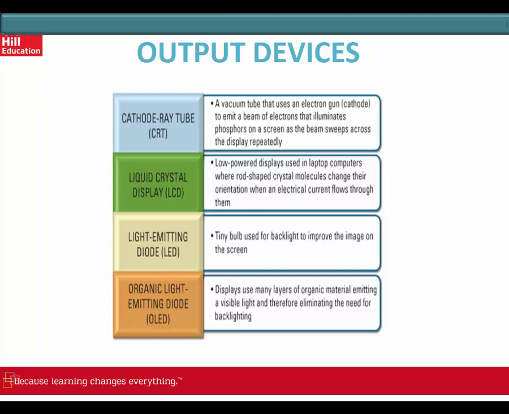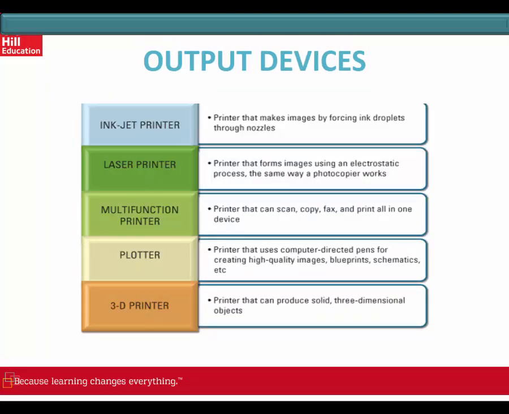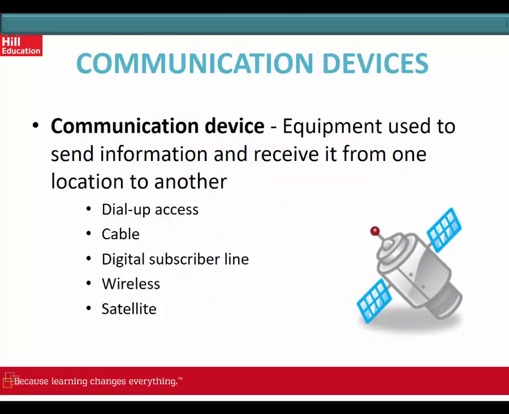Then we have the output devices. The output devices listed on the screen here are the display units. The cathode ray tube you probably don't see. You might see one at your grandma and grandpa's house. They're really old. Even LCD is being swapped out for LED and OLED. Some other output devices are printers, plotters, and you can see the 3D printer is one of the newest versions of that output device, which is pretty cool.